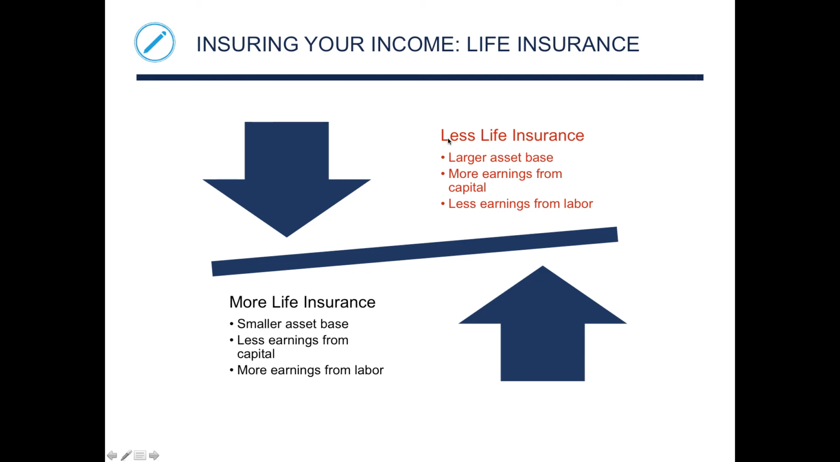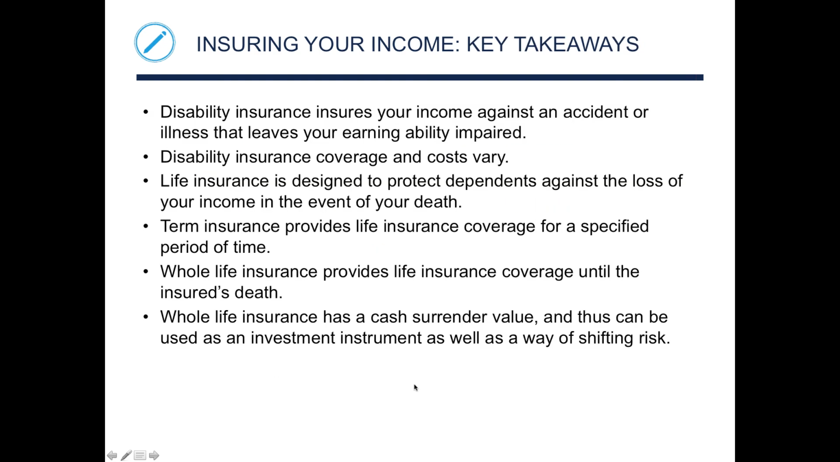So when you have less life insurance, you have a larger asset base, more earnings from capital, and then less earnings from labor. And if you have more life insurance, you have a smaller asset base, less capital, less earnings from capital, and more earnings from labor. So it's like a trade-off to consider.